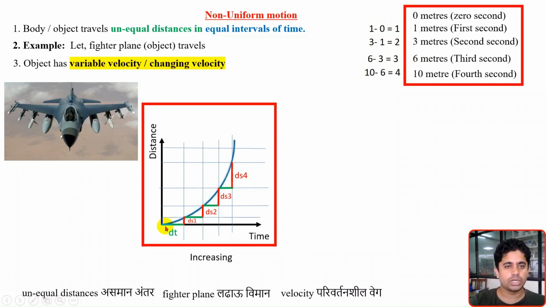So this kind of motion where the object has a changing velocity, that motion we will call a non-uniform motion. In case of uniform motion, the object will travel equal distance in equal intervals of time. But in case of non-uniform motion, the object will travel unequal distances in equal intervals of time. That is the big difference between uniform motion and non-uniform motion. About this non-uniform motion, here we have discussed increasing non-uniform motion. Next video, we will discuss decreasing non-uniform motion.